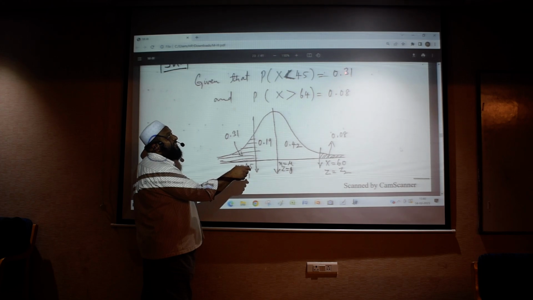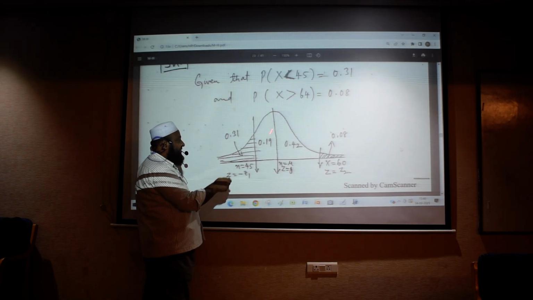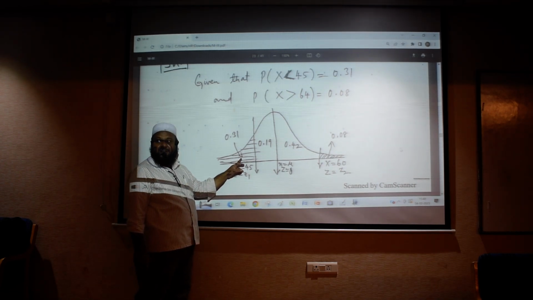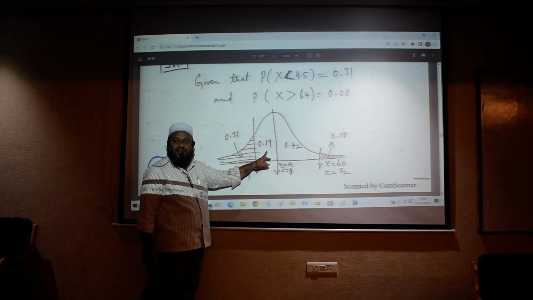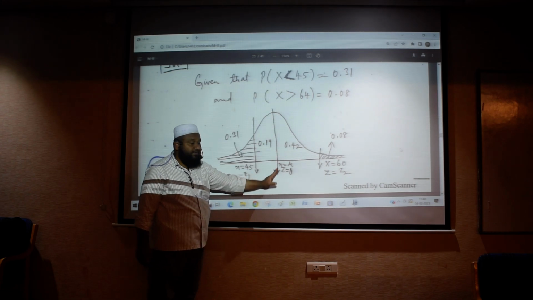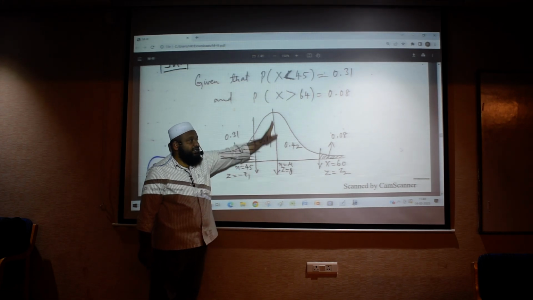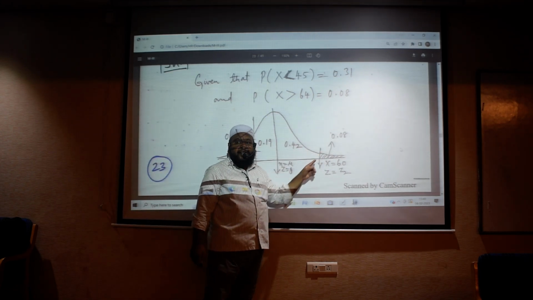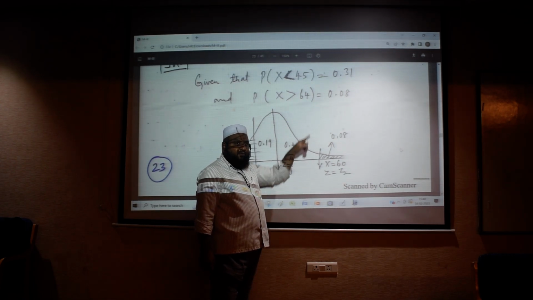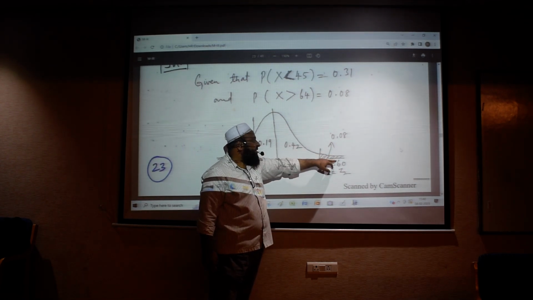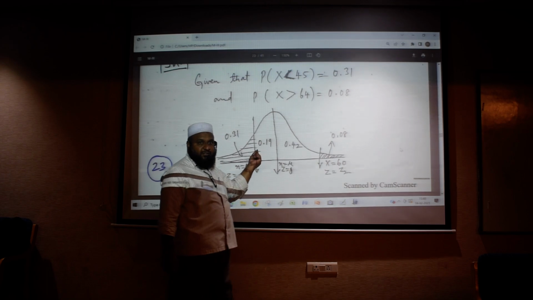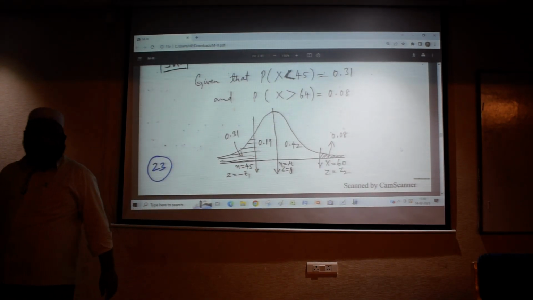Now let us talk about the probabilities. 0.31 is the area less than 45, from minus infinity up to 45. So if 31% is here, then up to 0 it is 19%, so 0.19. Then the upper tail is 0.08, so the remaining area is 42%, that is 0.42. The total on this side is 0.5, so you remove 0.08 from 0.5 and it becomes 0.42. Add it and it becomes 0.5. I hope you understood.